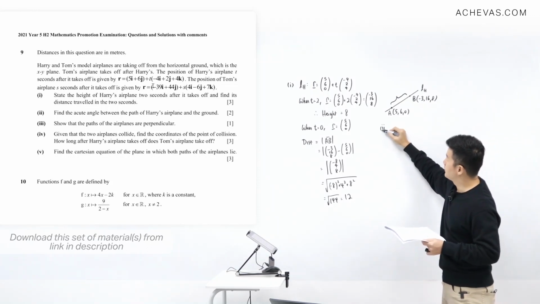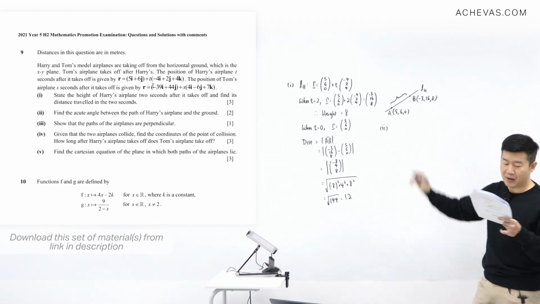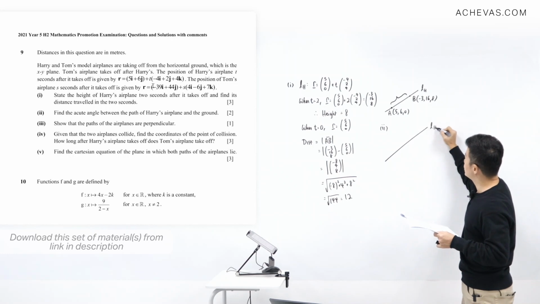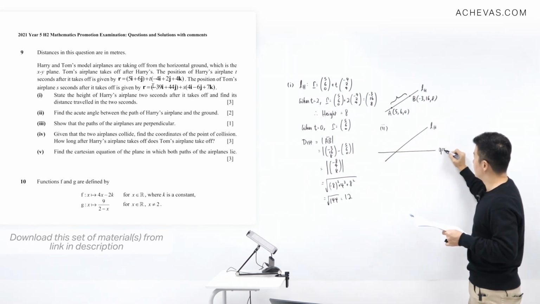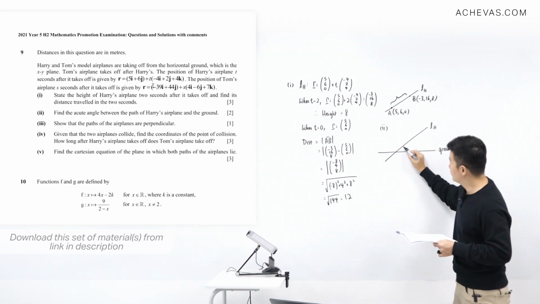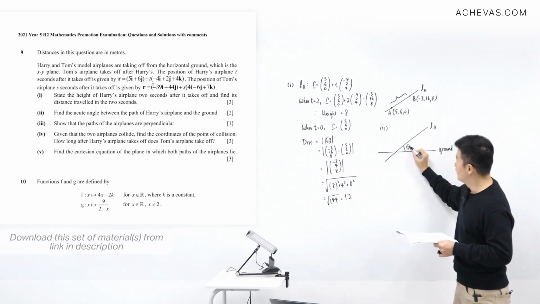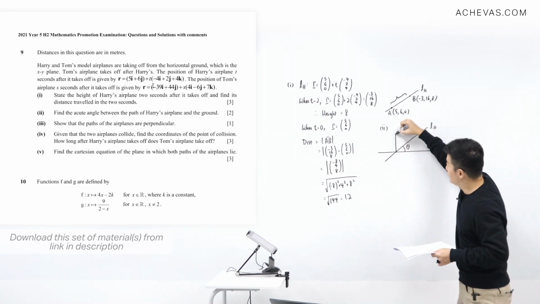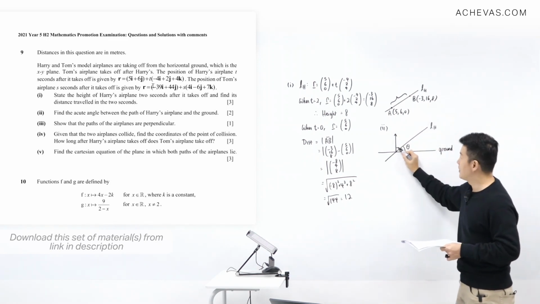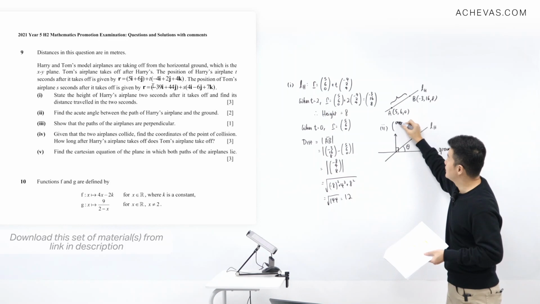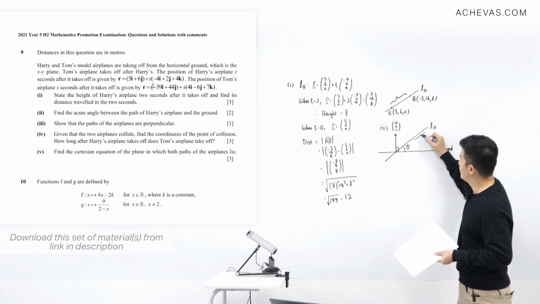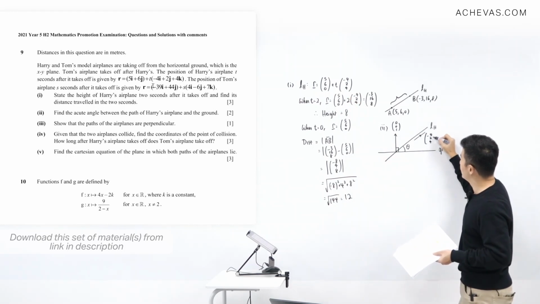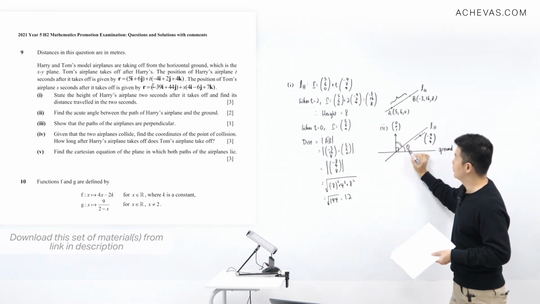Then part 2, find the acute angle between the path of Harry's airplane and the ground. So Harry's airplane, this LH, and the ground, let's say this here is the ground. In order for us to find this angle here, I'm going to call this angle theta. We're going to reference it not to the vector that is on the ground, but the vector that is perpendicular to the ground. The vector that is perpendicular to the ground is (0, 0, 1). The vector that is parallel to the line LH is obtained from here. It is (-4, 2, 4). So we're going to try to make use of this to find theta.